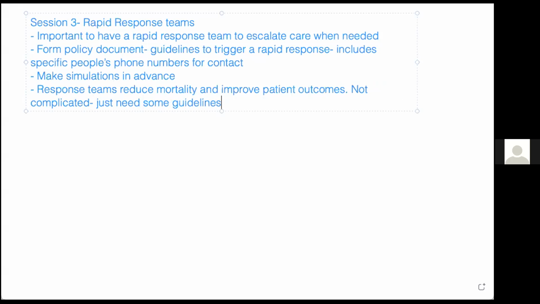How are you going to evaluate? Come up with a policy document that will have all the guidelines, establishment and terms of reference for this particular rapid response team.